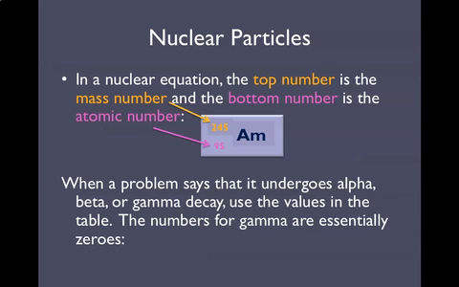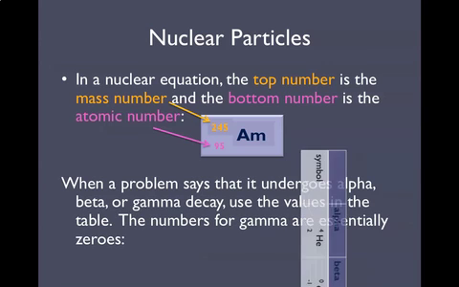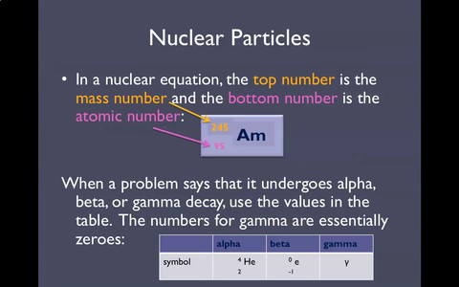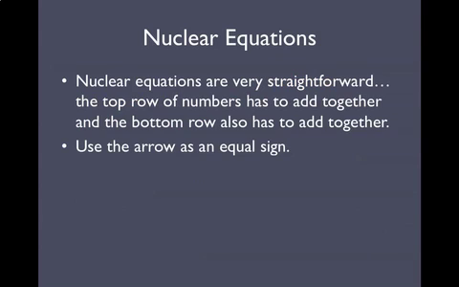When the problem says it undergoes alpha, beta, or gamma decay, we're going to use the values in the table. The numbers for gamma are just zeros. So for alpha, if it says alpha decay, you would put a 4 and a 2 for a helium atom. Beta is 0 and -1 for an electron, and gamma is just the gamma sign, and as far as the numbers go, it's just zeros.